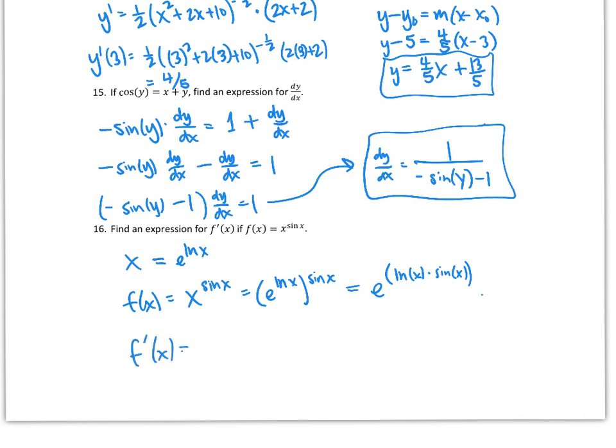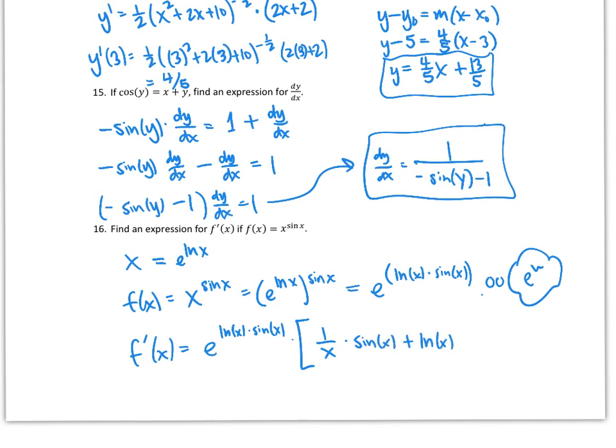So f prime, if we think of this as e to the u, f prime will be e to the ln of x times the sine of x. And that's going to be multiplied by the derivative of u, the derivative of natural log times sine. That's going to be a product rule problem. So we get 1 over x times the sine of x plus ln of x times the derivative of sine of x, which is cosine x.